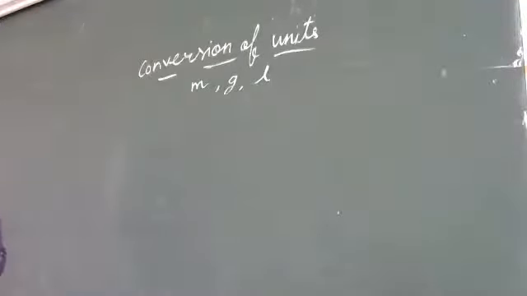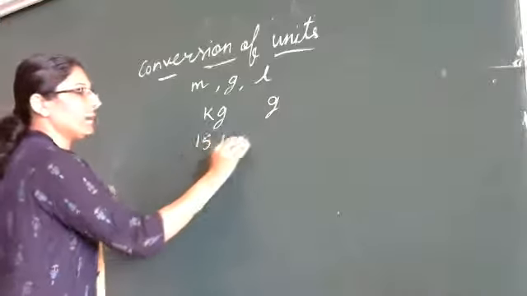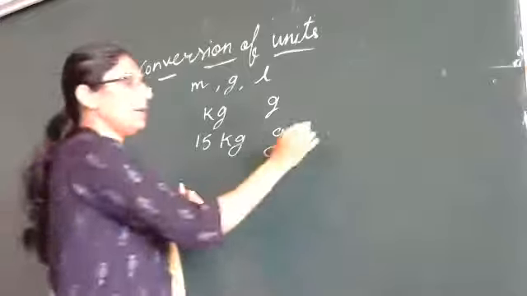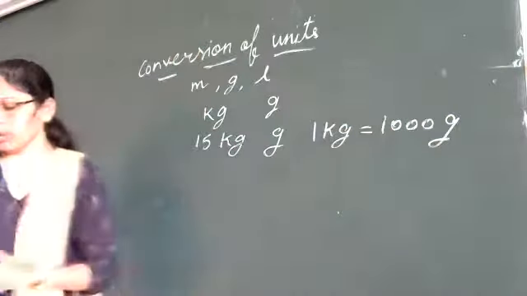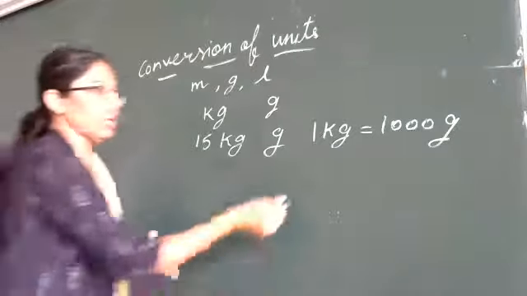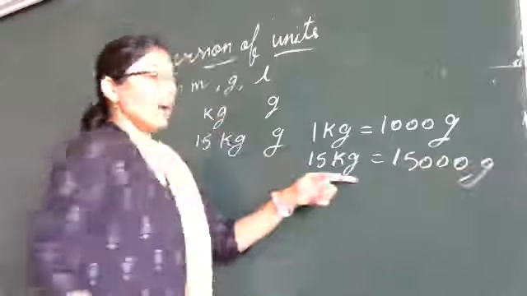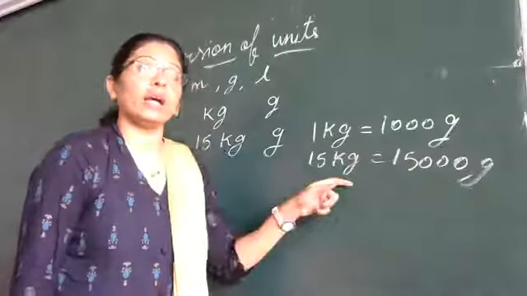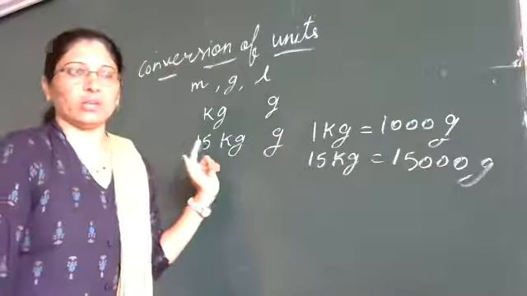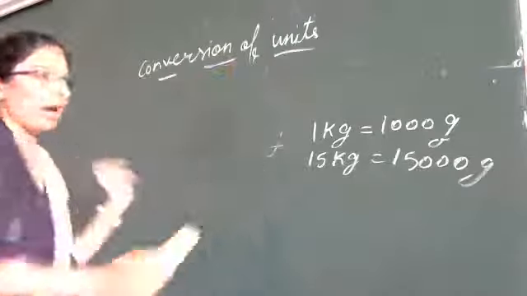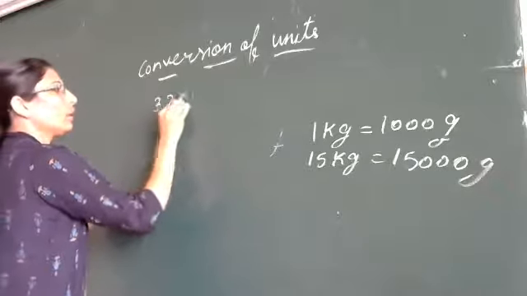Now for example, if we have to convert kg into gram, or for example 15 kg we have to convert into gram, how will you convert? We know that 1 kg is equal to 1000 gram. So 15 kg is equal to 15,000 gram. So this is greater unit to smaller unit, so directly we can convert. But when we have to convert from smaller unit to greater unit, we have to use decimals. So how? See here. Now, for example, if we have to convert a smaller unit, 32 gram into kg.